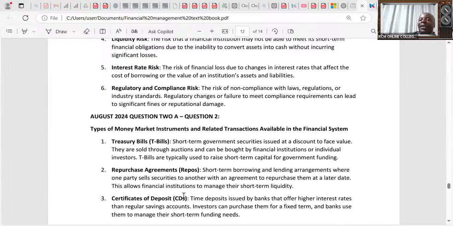Certificates of deposit. These are very common, and I'm sure there must be somebody here who has a certificate of deposit with a bank. Do we have anybody who has a CD with a bank? A certificate of deposit where you go and deposit like 1 million with them, and then they give you a certificate.